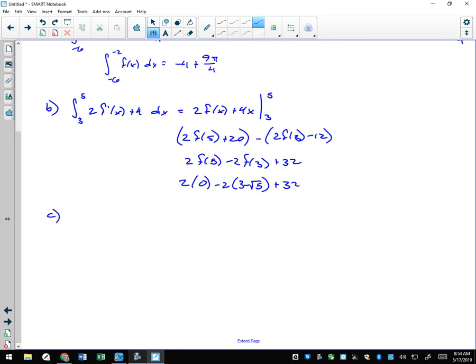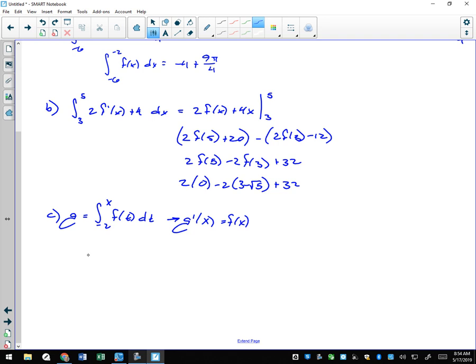C, the function g is given by, so let me write this down. g of x is the integral from negative 2 to x of f of t dt. And I'm going to go ahead and make a note to myself. The derivative, g prime of x, is going to be f of x through the fundamental theorem of calculus. Find the absolute maximum value of g on the interval negative 2 to 5.